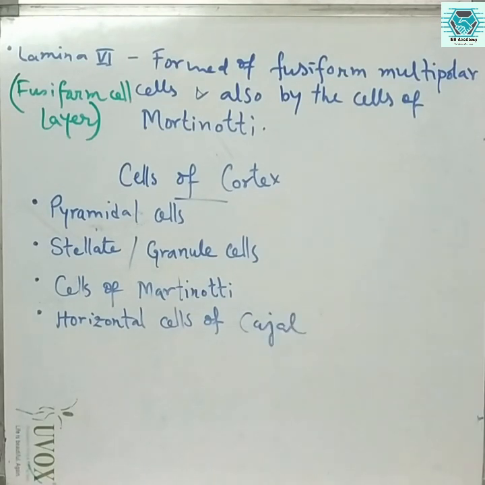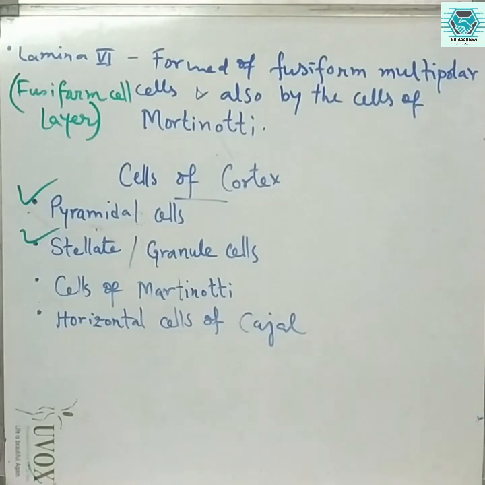Moving to the stellate cells, after the pyramidal cells, they are present in layer 3 and layer 5. The stellate cells are smaller. Their axons are short and branched, which synapse with the dendritic spines of the pyramidal cells and also with other cells.